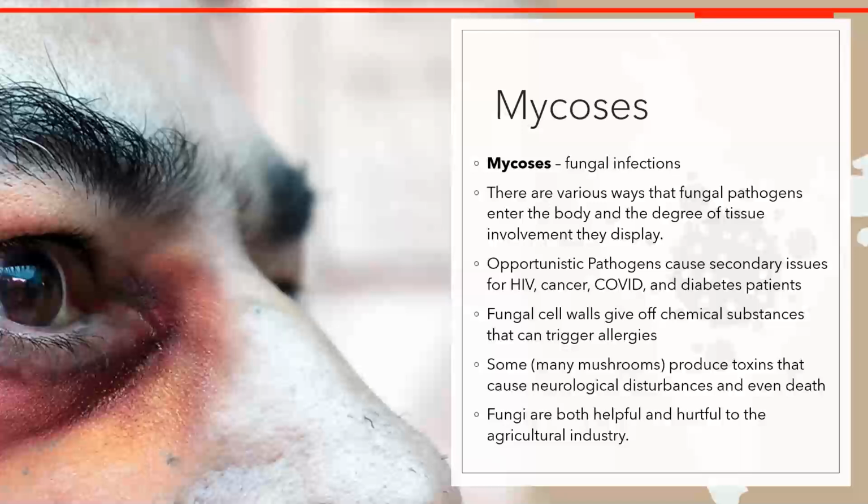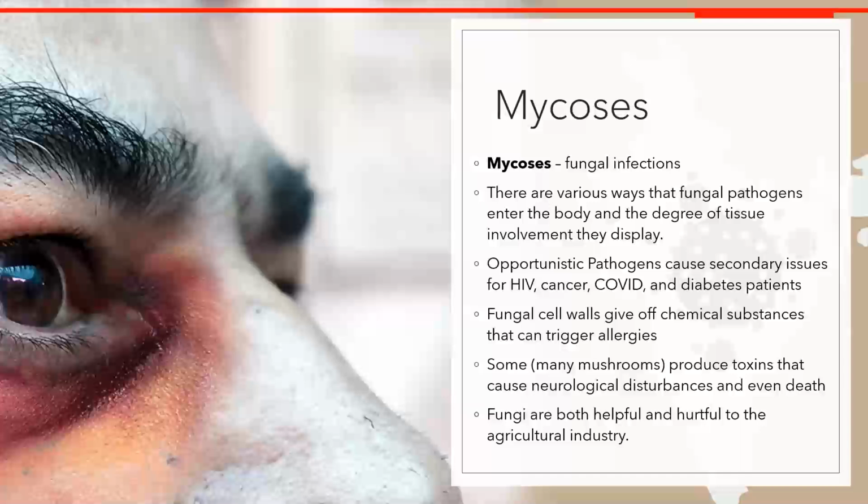So it could be that you have like a yeast infection, typically with the urinary tract. It could be ringworm affecting the skin of your feet, or in this black fungus example, it could be in the mucosal membranes of your eyes or nose. Opportunistic pathogens cause secondary issues. So it could be like my example earlier, you already have COVID and then you get this fungal infection on top of it. This is very common also with HIV patients, cancer, and diabetes as well.